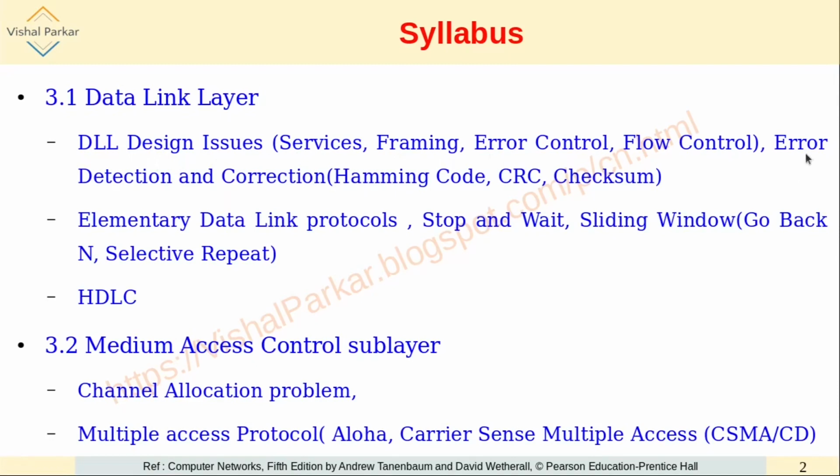Essential parts like error detection and correction, with the particular examples of Hamming code, cyclic redundancy check, that is CRC, checksum mechanism. These will be seen in detail. We'll also see the elementary data link protocols, along with stop and wait, sliding window. The examples of sliding window will be go back N and selective repeat. So these protocols will be seen in detail, as well as we'll see the HDLC.